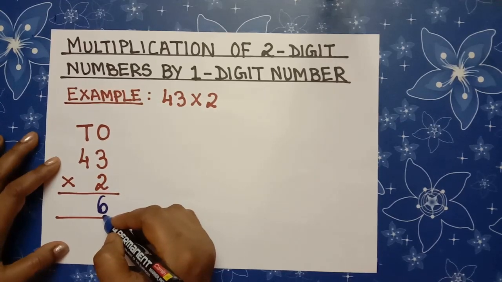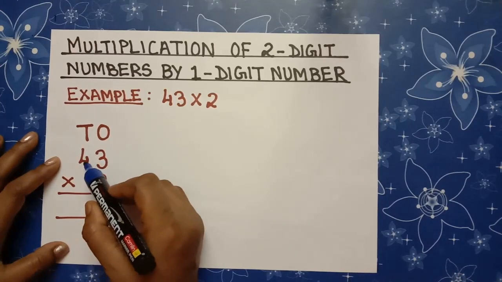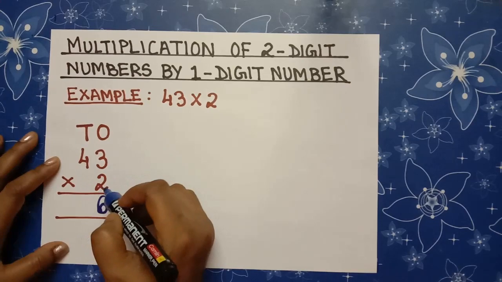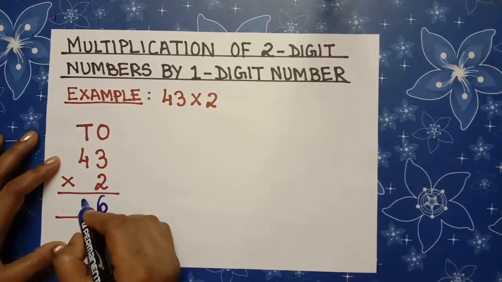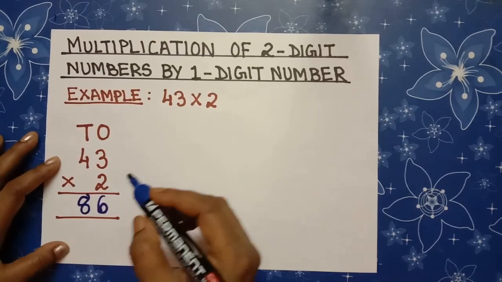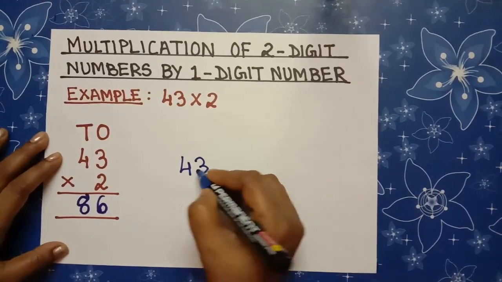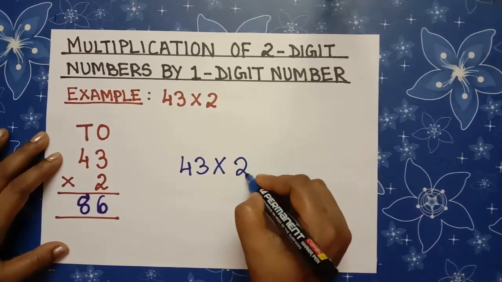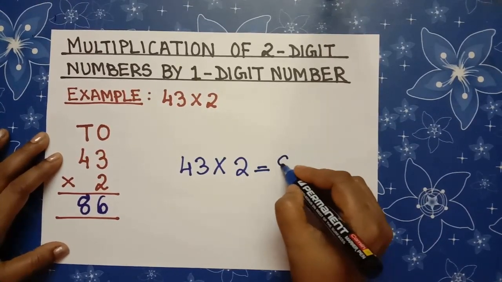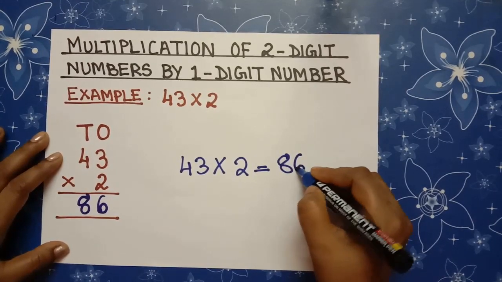Then multiply the tens digit by 2. What is the tens digit? 4. 4 tens into 2. 4 twos are 8. Write 8 in the tens place. So 43 into 2 is equal to 86. So the product is 86.